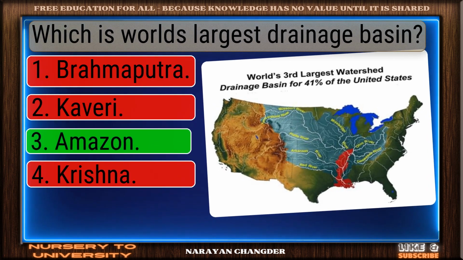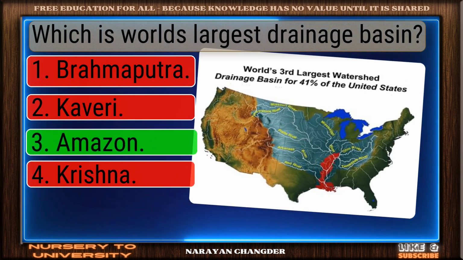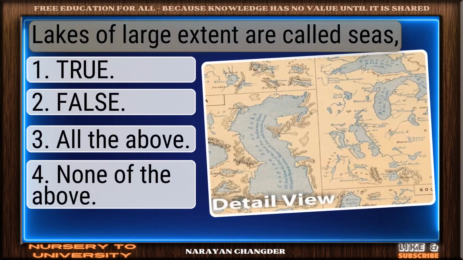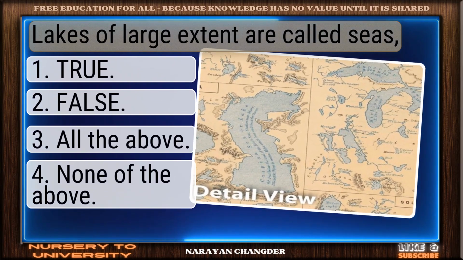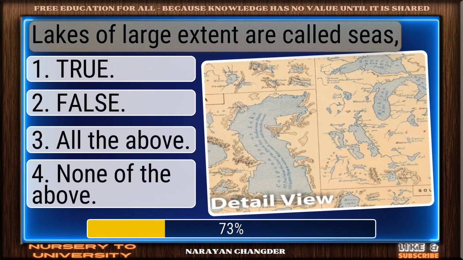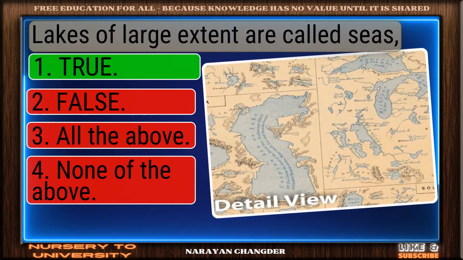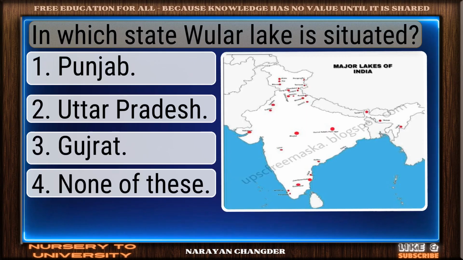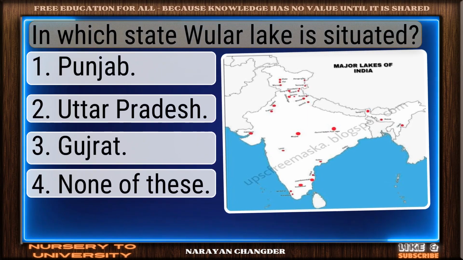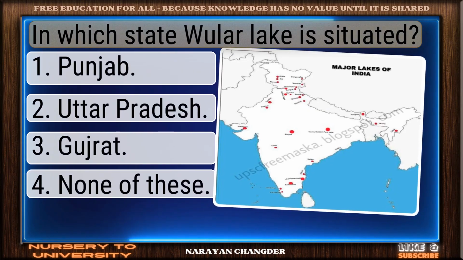Great thinking. Amazon is the right choice. Question number 152. Lakes of large extent are called seas. Solid response. True is a valid choice. Question number 153. In which state Wooler Lake is situated?